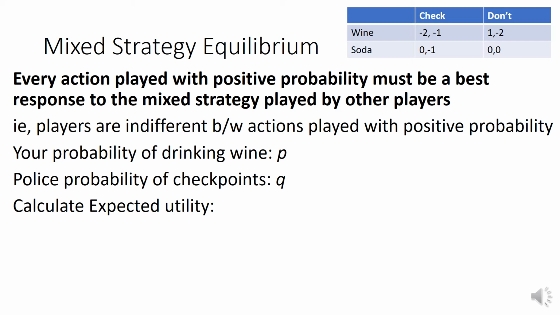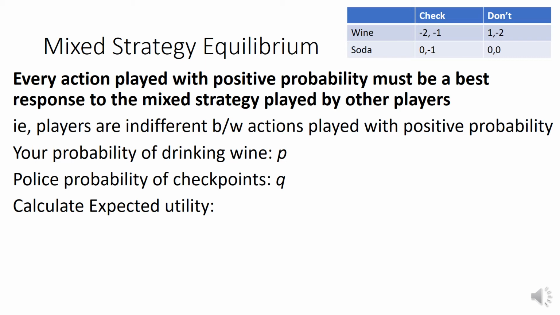You do the same thing, but with the police. Great job. We set up an indifference condition. So you're drinking wine with probability P. What's the police payoff for you drinking wine with probability P? What's the police payoff for checking, I should say?